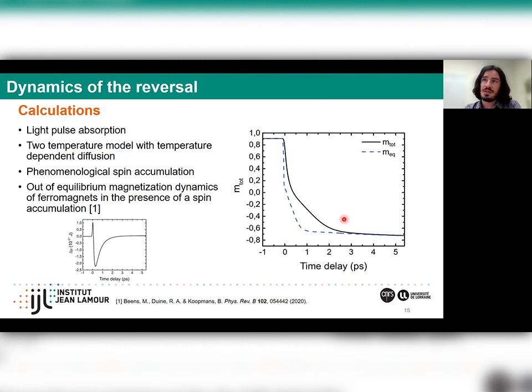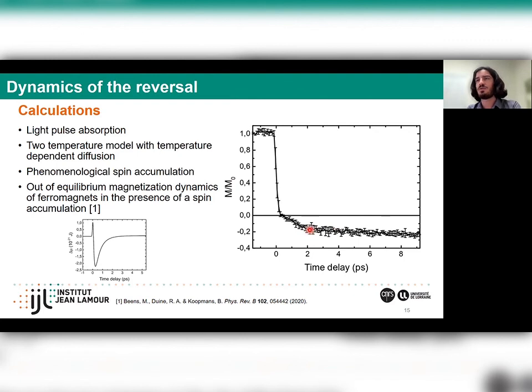And so we explain this second step here by the fact that the magnetization is not at equilibrium. The equilibrium magnetization is plotted here in blue, and it is given basically by the electronic temperature. So at around 2-3 picoseconds here, when the magnetization is almost equal to the equilibrium magnetization, it means that the magnetization is at equilibrium with the electrons. And so we conclude that at around 2 picoseconds, the magnetization reaches equilibrium with the electronic system.